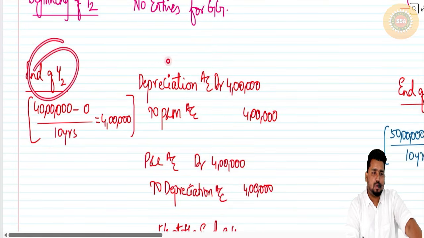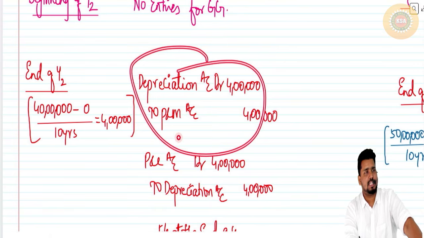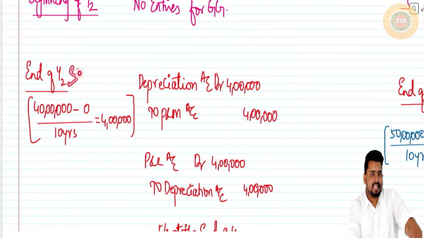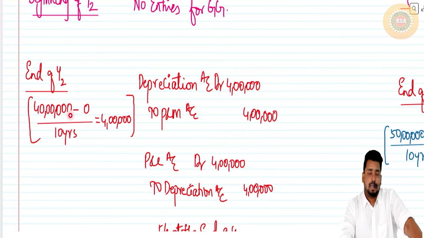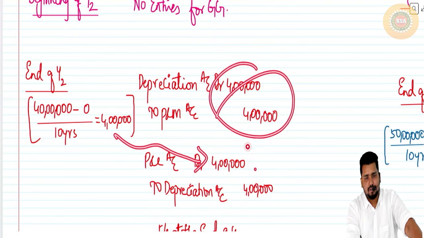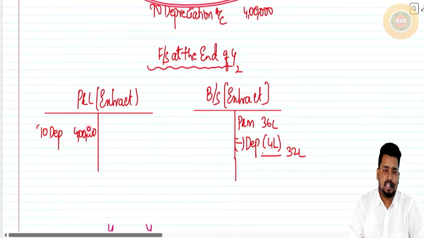End of year number 2. What will we be charging? Depreciation. Entry remains the same. Depreciation to plant and machinery. P&L account debit to depreciation. Since it is SLM method, it will always be on the revised original cost. Correct? If that is changing, again prospectively we will do. So generally it will be 4 lakhs and 4 lakhs. Yes or no? So P&L account is debited by 4 lakhs.